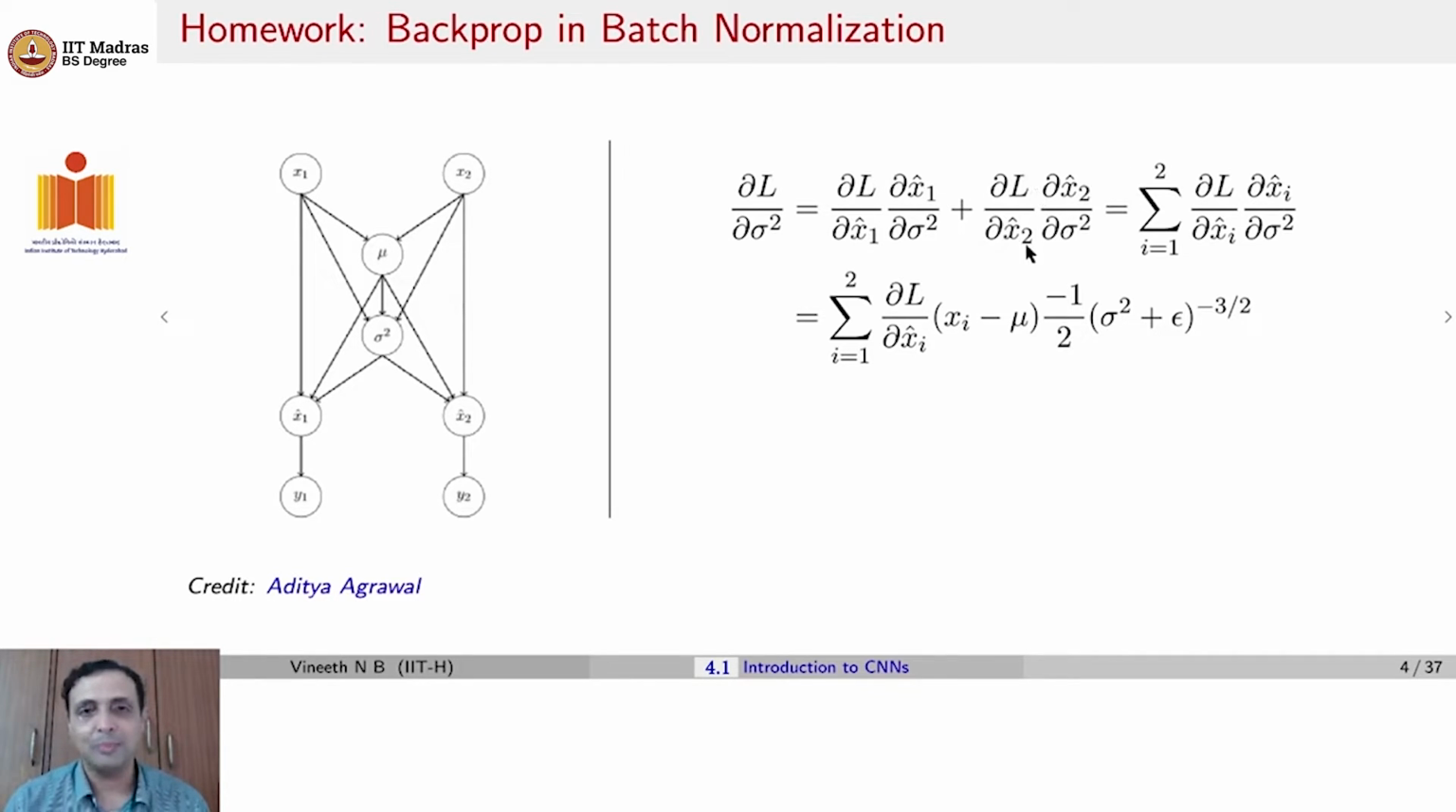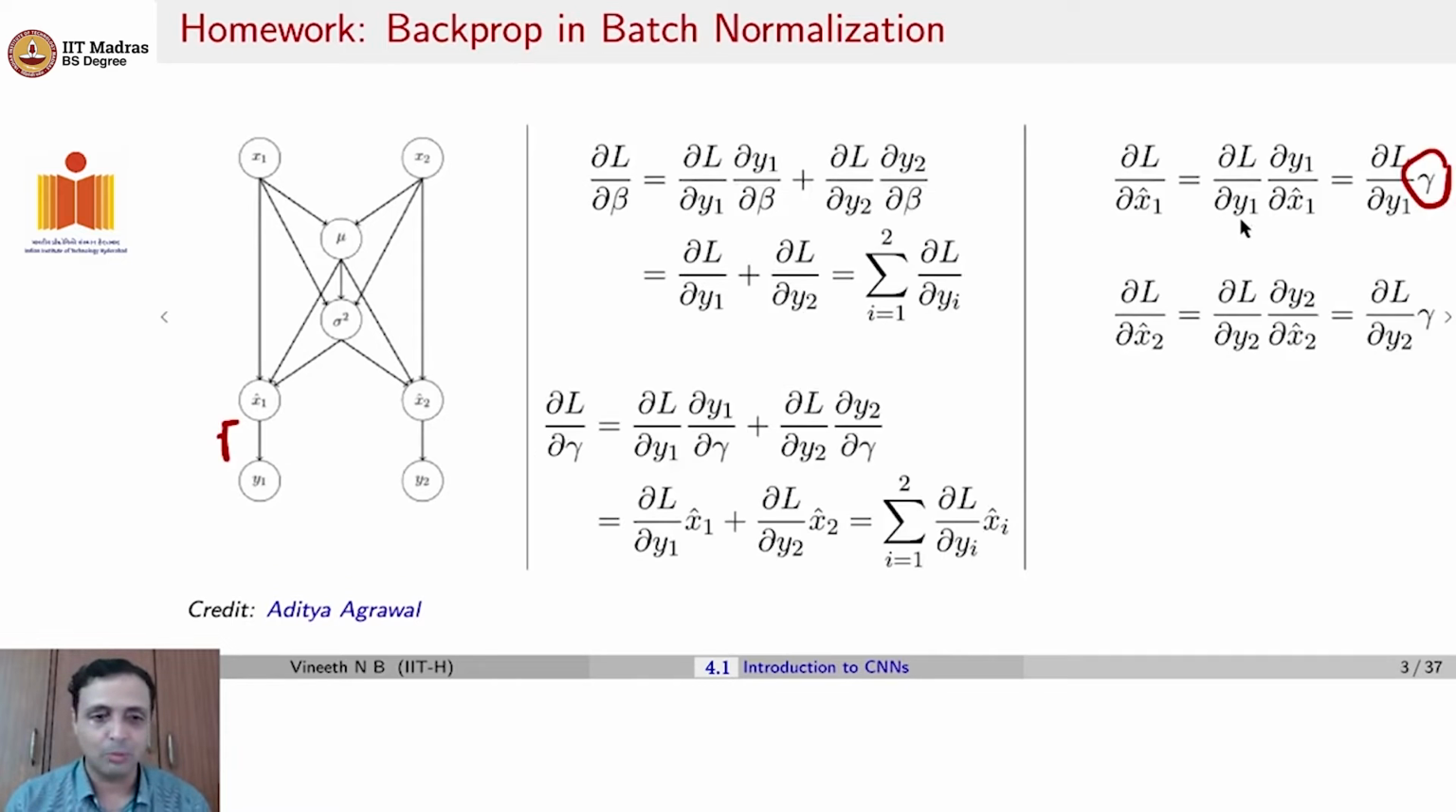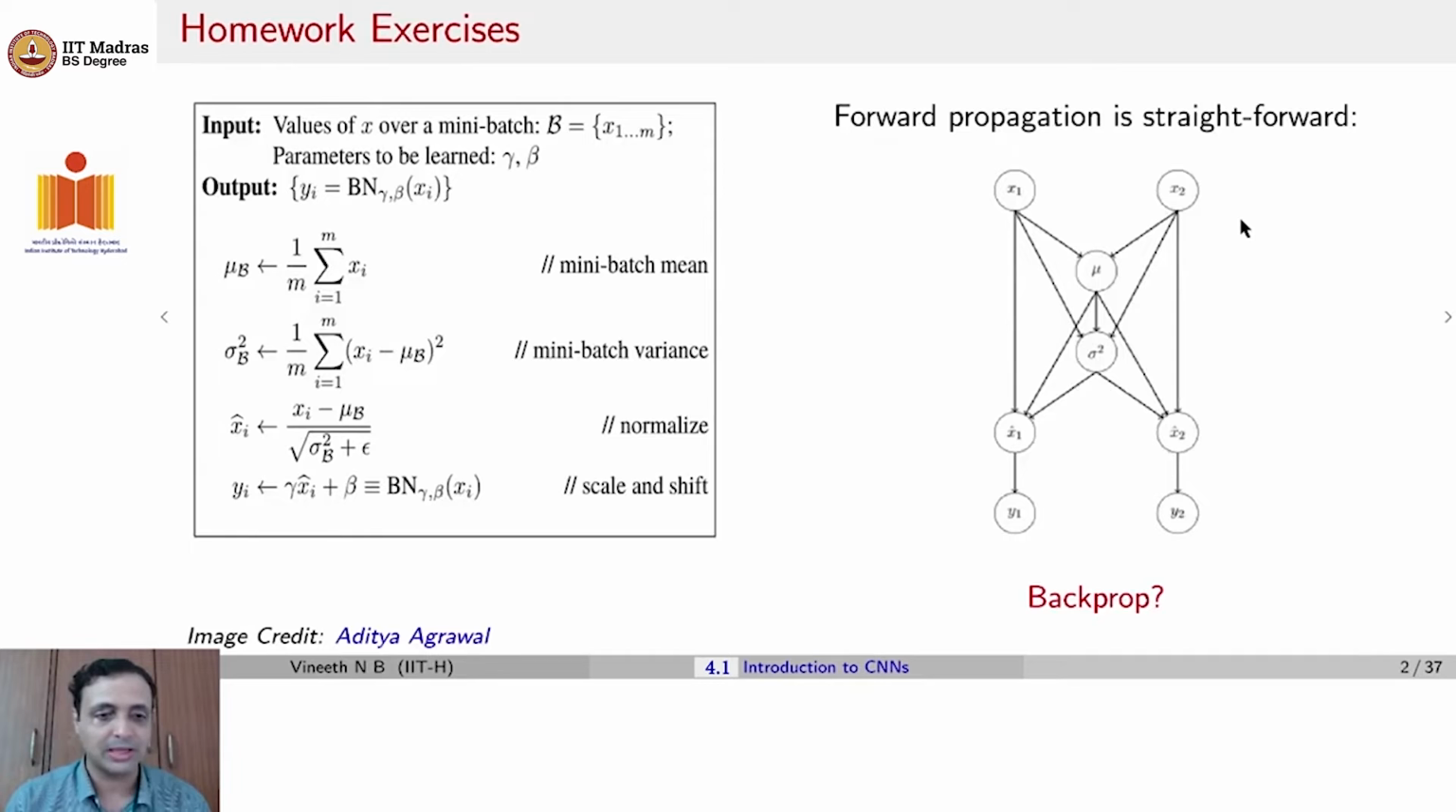So you have ∂L/∂x2 hat into ∂x2 hat/∂σ², and it's written as a summation. The main term that we need to evaluate here is ∂xi hat/∂σ², which is found by the gradient of the form of xi hat itself. Let's go back a couple of slides and see what that is. So xi hat is given by this term here.